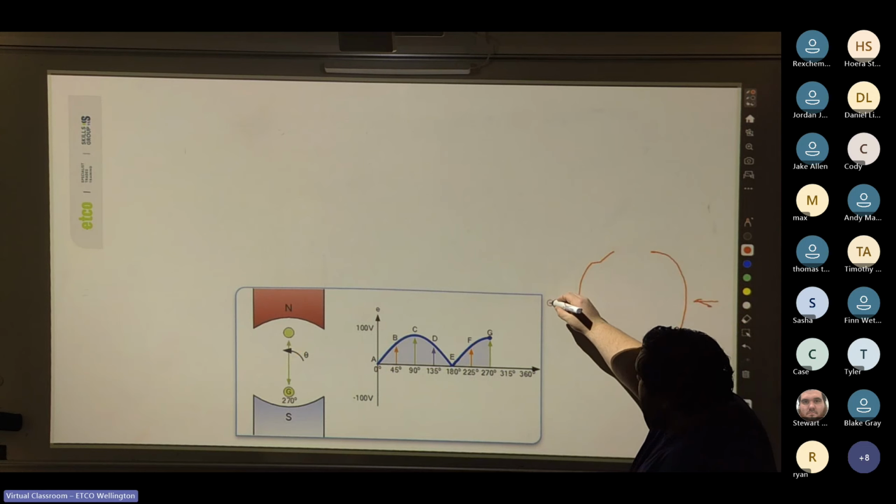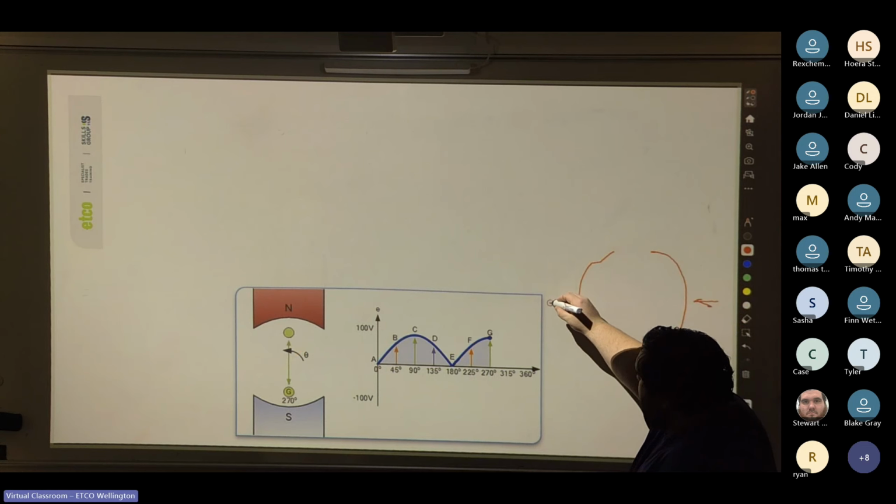So instead of generating AC, it will... armature. Yeah, armature, that's a good one. Instead of generating AC, it generates lumpy DC or pulsating DC. So again, that's the most basic type of generator, and it generates pulsating DC.